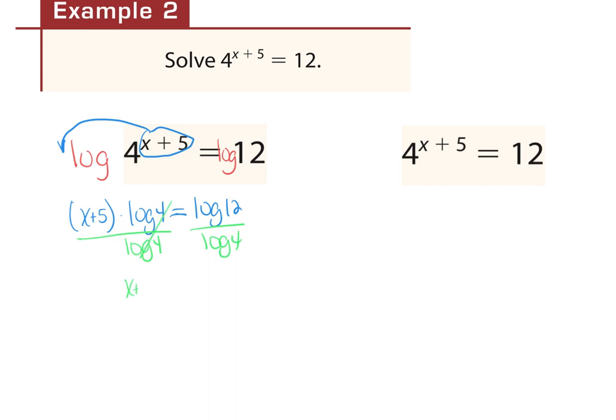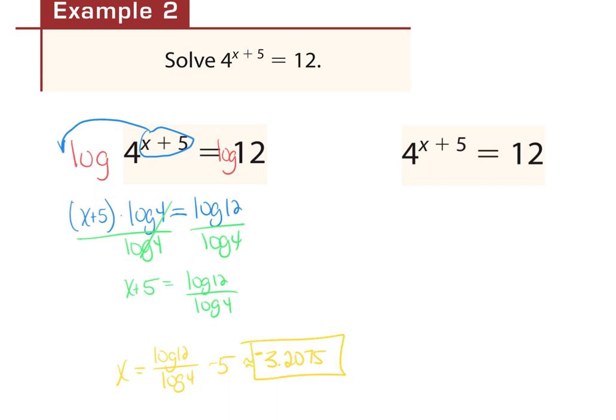I have x plus 5 equals log 12 divided by log 4. And then my last step is to subtract 5. So x is going to equal log of 12 divided by log 4 minus 5. All right? When you put that in, you're going to get a negative number because of that subtraction. You're going to get approximately negative 3.2075.